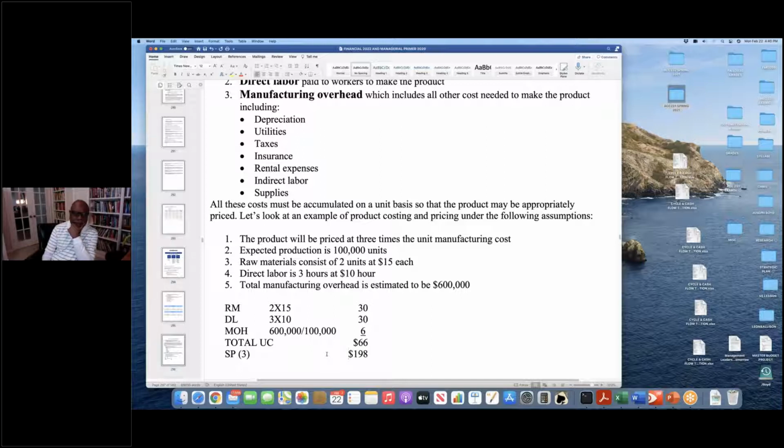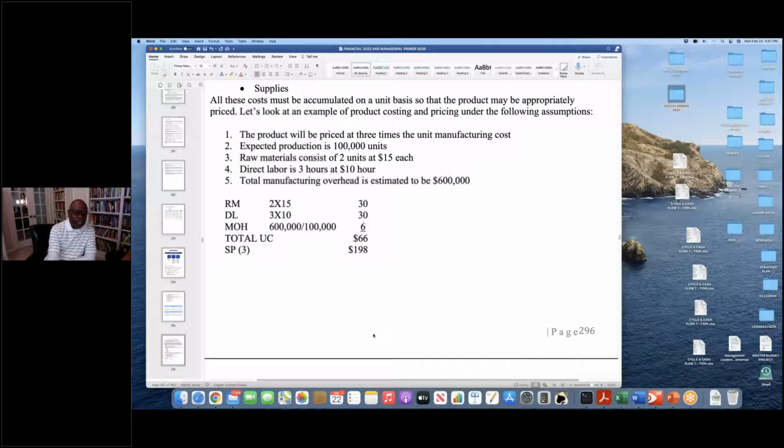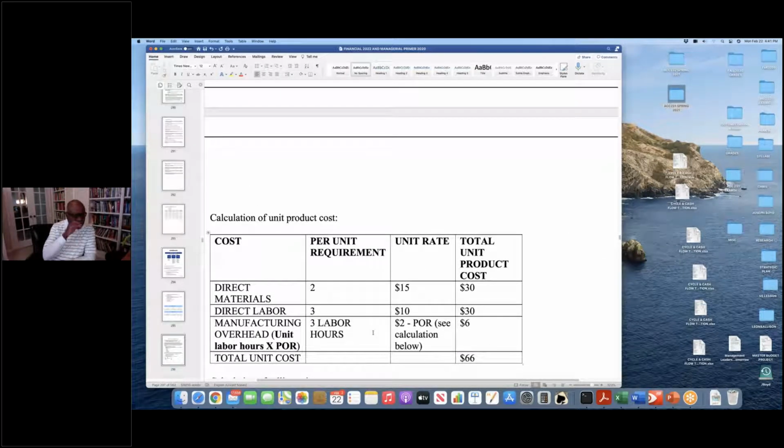Are you always going to give us this same amount of information to solve this, or will it be different? Well, it'll be a little different. Will we always know the raw materials? You don't always know that. We'll look at an example. So we'll have a little table here.